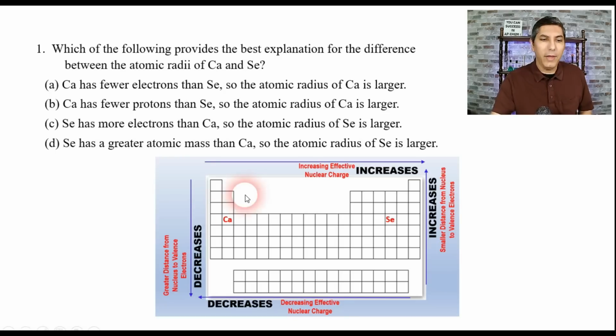It's important to remember that the atoms that are on the left side of the periodic table are larger than the atoms on the right side of the periodic table. And so this graphic hopefully will help us to see that. And so that's why the answer is choice B for question number 1.